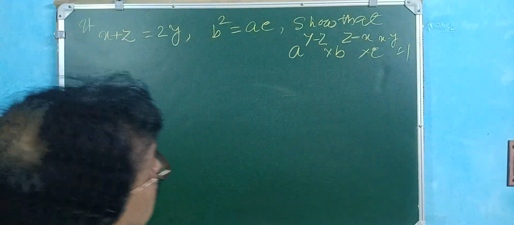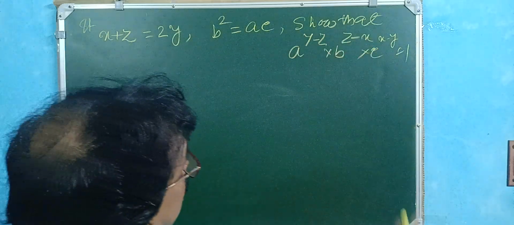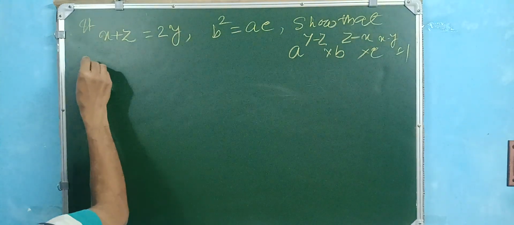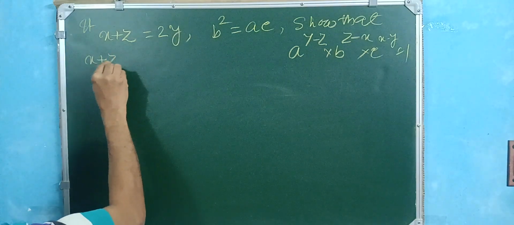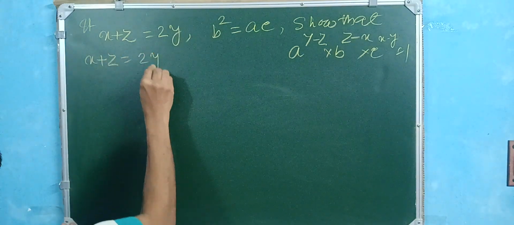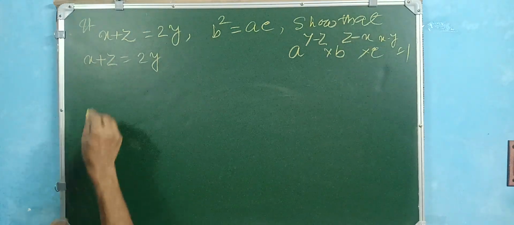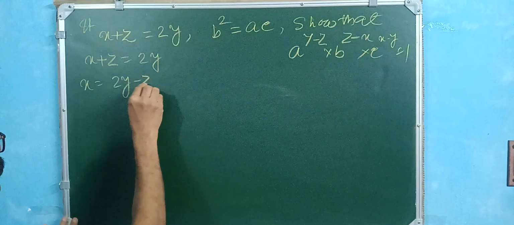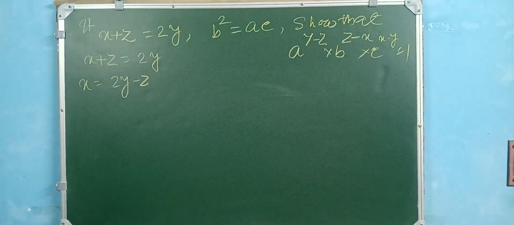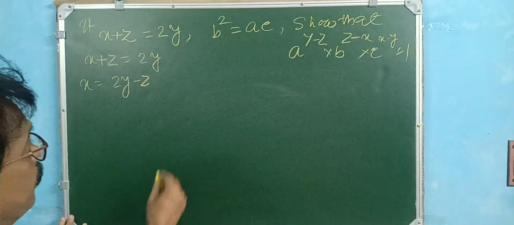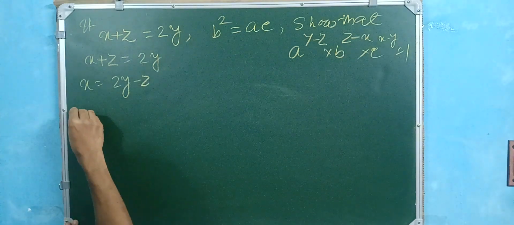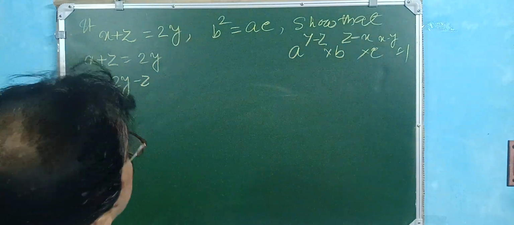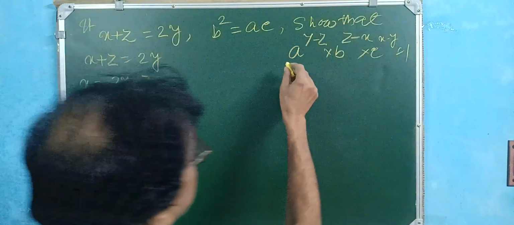X plus z is this. Okay, so first you write x plus z is equal to 2y. So what's the value of x? X is equal to 2y minus z. Okay, clear? Now the LHS part. What is the LHS part? This is the LHS part.